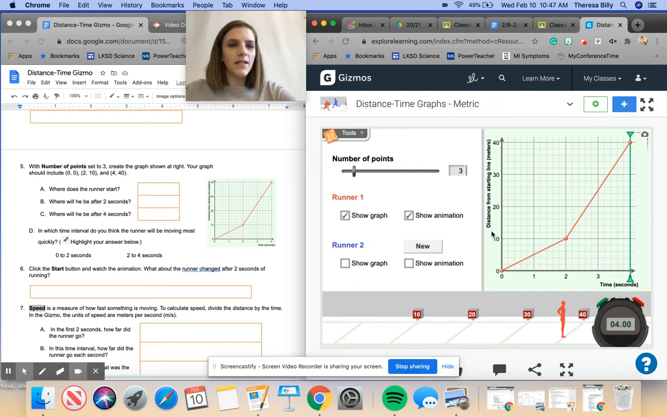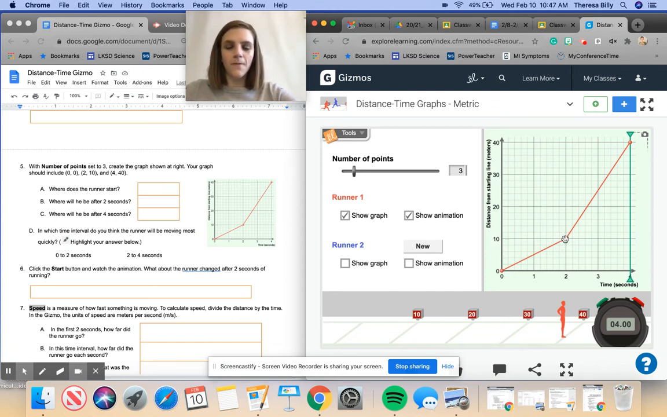Okay. It says, part A, where does the runner start? So remember, that's where you look at your y-intercept, where the graph crosses over the y-axis. That's where your runner starts. Where will he be after 2 seconds? So you look at time is equal to 2 seconds, go up until you hit that line, then go over to the distance. That tells you the distance that runner is at after 2 seconds.